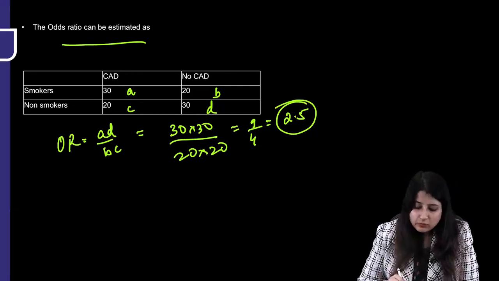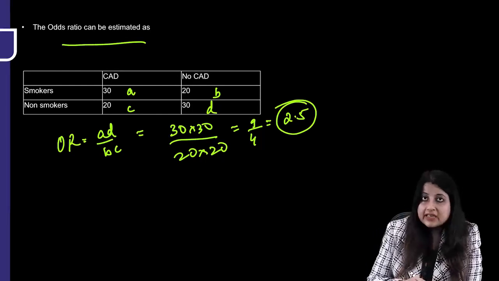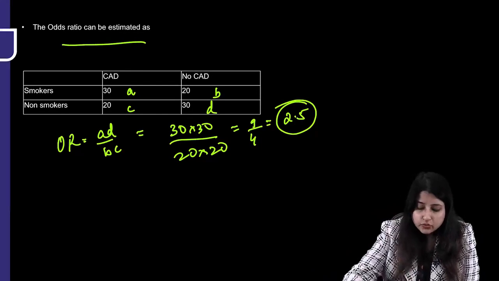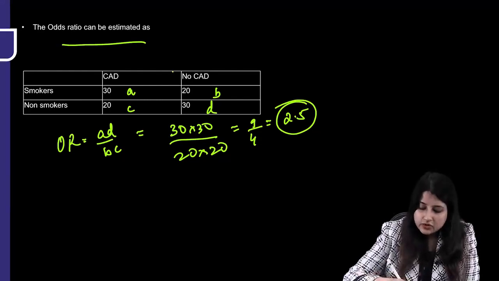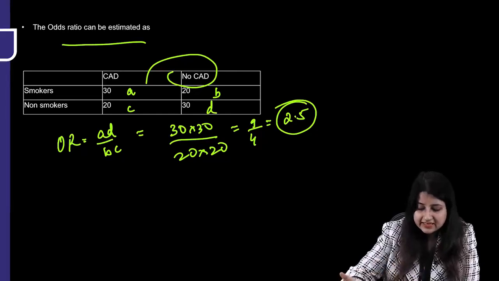Alright, so again, whatever we are studying, CAD and smoking. Smoking is definitely a risk factor. That means those who are cases of CAD were 2.5 times more exposed to smoking than those with no CAD, or they had 2.5 times more odds of smoking than no CAD cases.